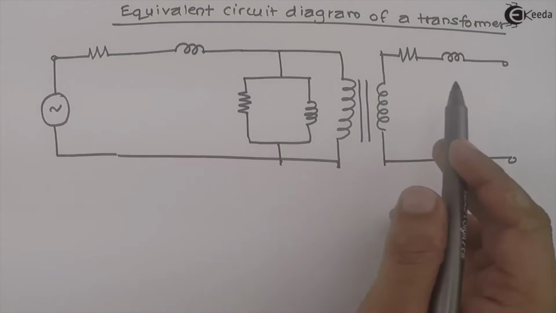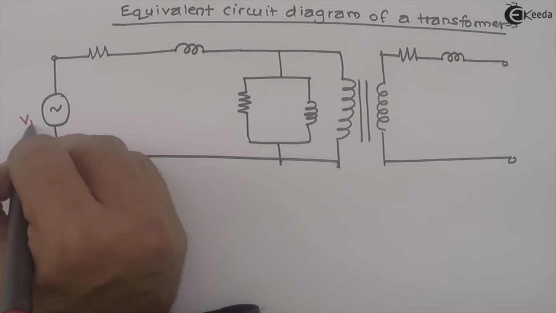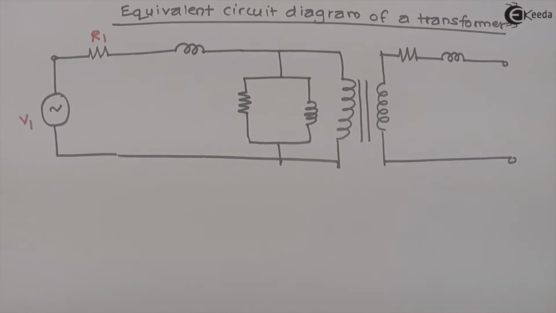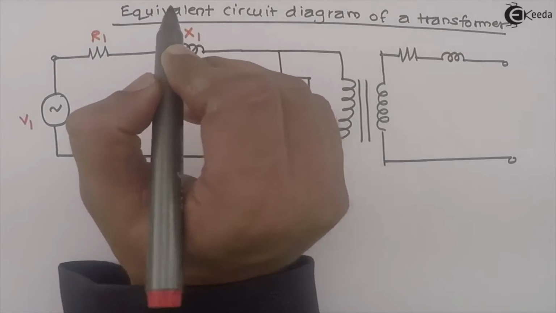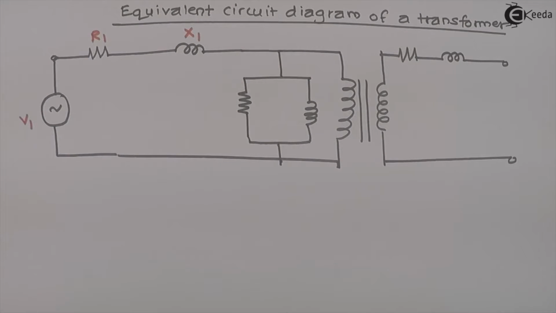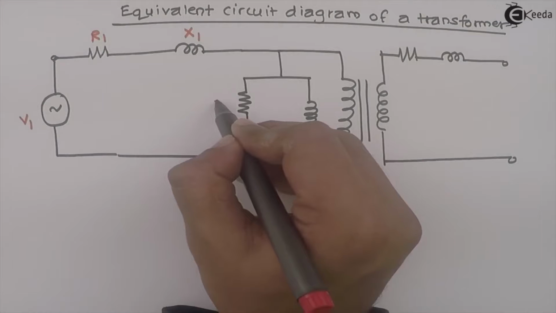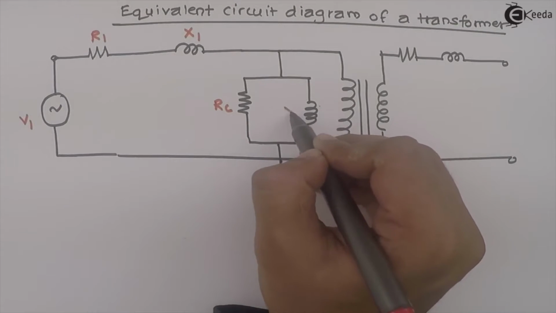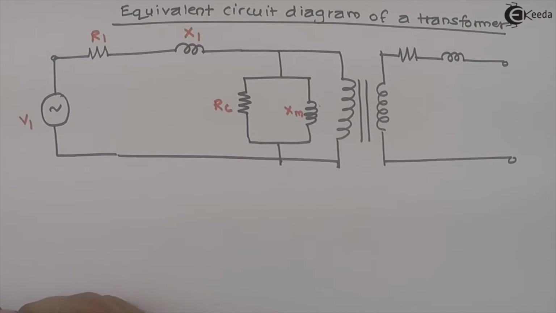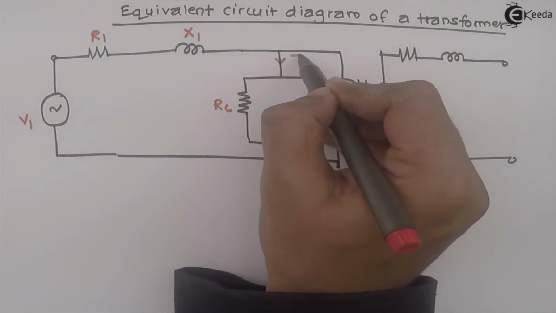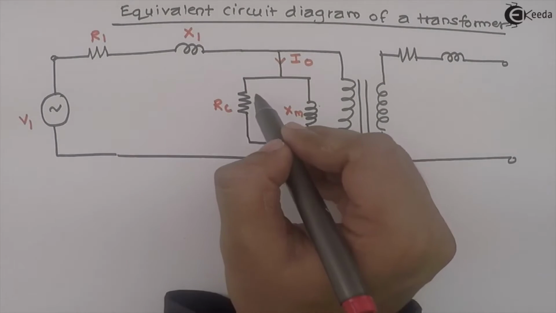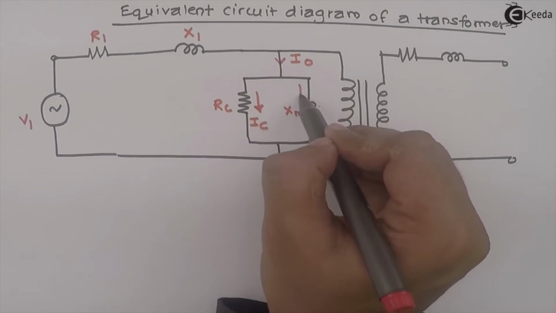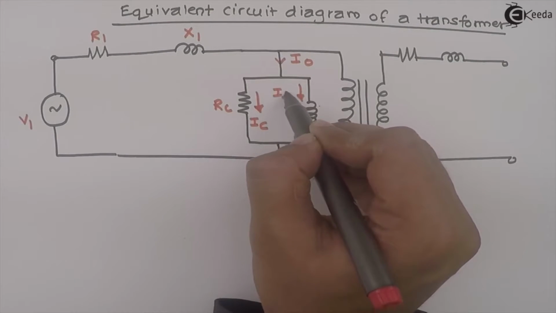Once again we will see this diagram. This is V1, voltage applied, primary winding resistance, primary winding leakage reactance, core loss resistance, magnetizing reactance. This is no load primary current, core loss component of I0, magnetizing component of I0.